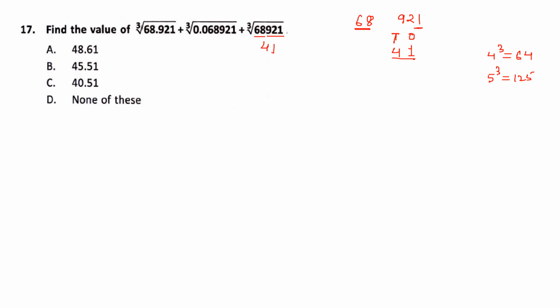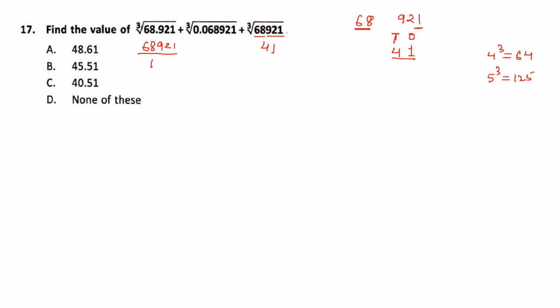Now let's work on the other two decimal numbers. One thing you have to be clear about: if a decimal number is given in such a way that after the decimal point it has 3 digits and you have to find a cube root, the cube root will have only one digit after the decimal place. Now why? Because I can write this in the form of a fraction, right?